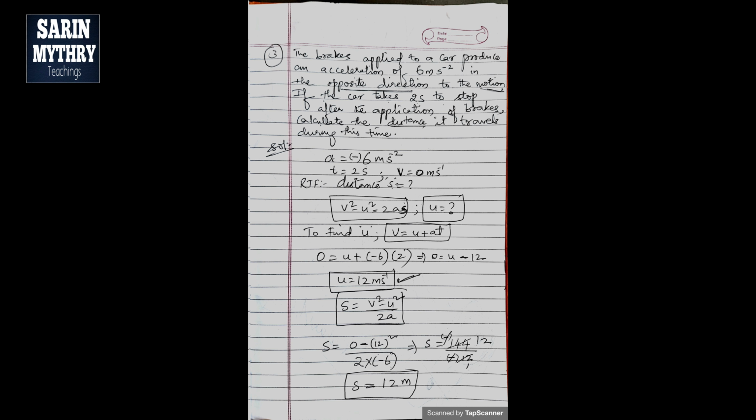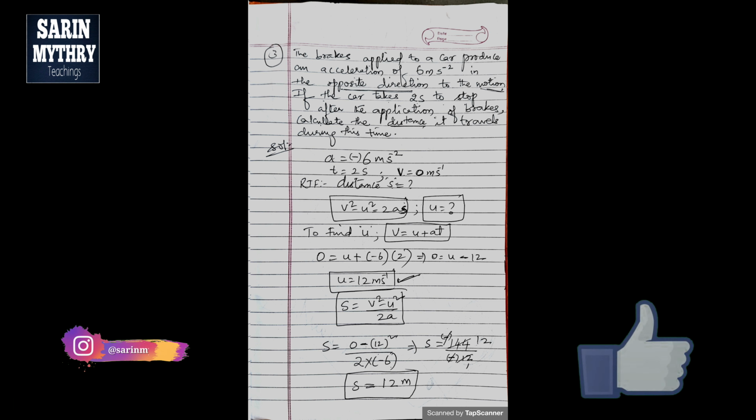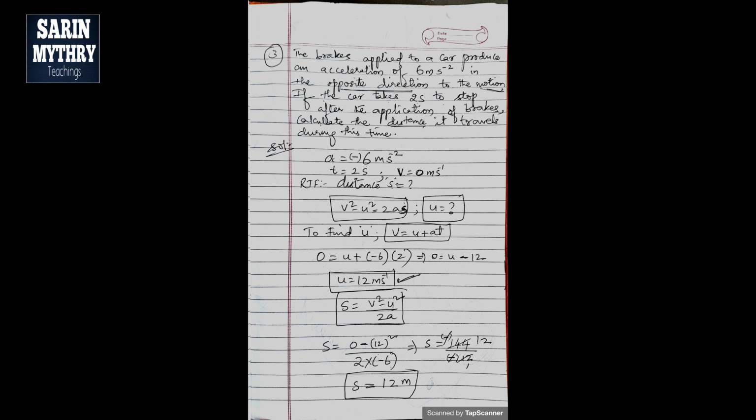Initial velocity can be found out from the formula v equal to u plus at. Substitute all the values which are given to us. Final velocity is equal to 0, initial velocity is unknown, a equal to minus 6, and t is equal to 2 seconds. So when we substitute all these values in the formula, you get u is equal to 12 meter per second.